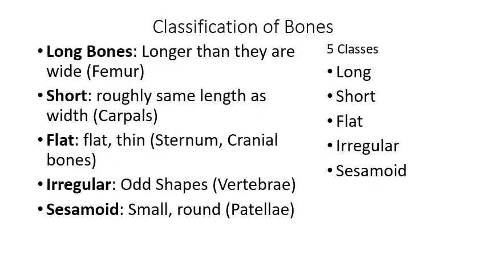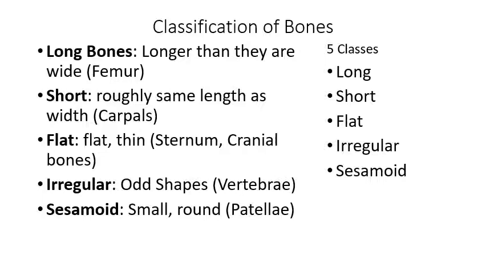All right, there are 5 general classifications of bones. You do need to know these, and you do need to know at least one example of each of these types of bones. Long bones are longer than they are wide, example the femur. Short bones are roughly the same length as they are width, example the carpals. Where are the carpals again? Do you remember? The carpals are the bones of the wrist, right?